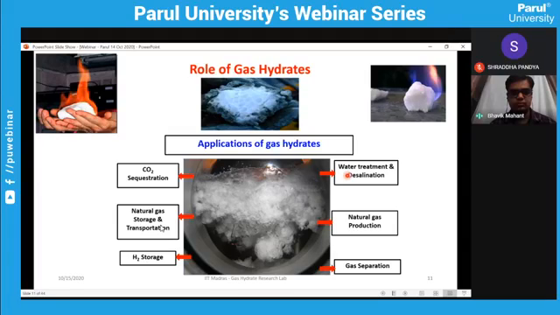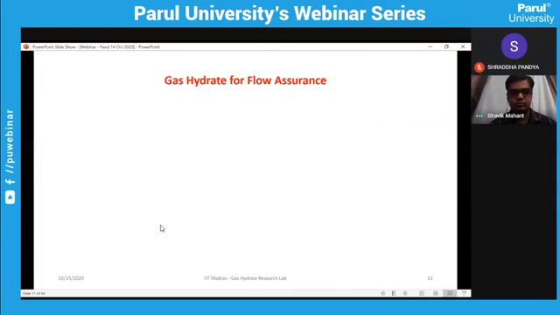If we convert into the gas hydrate, then we can extract pure water out of it. We can do gas separation also. If there are two gases, we can make one of them into a gas hydrate, and we can use it for the gas separation also. These are the major applications.